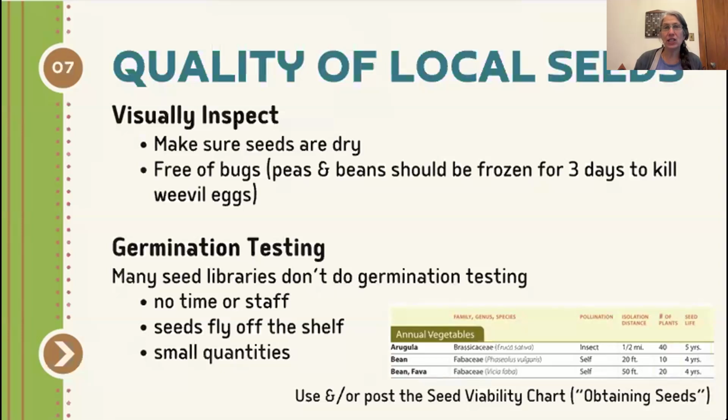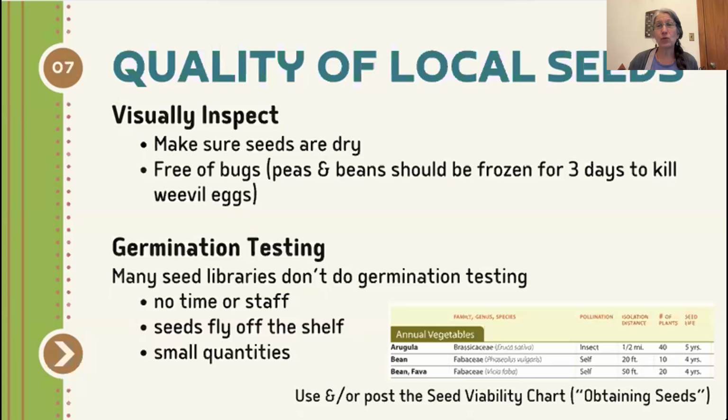When you get seeds donated, visually inspect them. As I said on that donation form, is it clean and dry? But just take a look. Is it clean and dry? Is it free of bugs? If someone is donating peas or beans, especially in volume, we take all of our beans and peas and we freeze them for 3 days. If you are teaching a seed saving class, we always say freeze your beans for 3 to 4 days. 3 days is fine in a freezer, because there is a real thing called bean weevils.